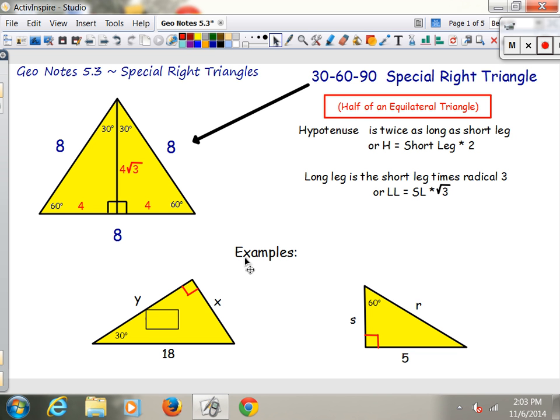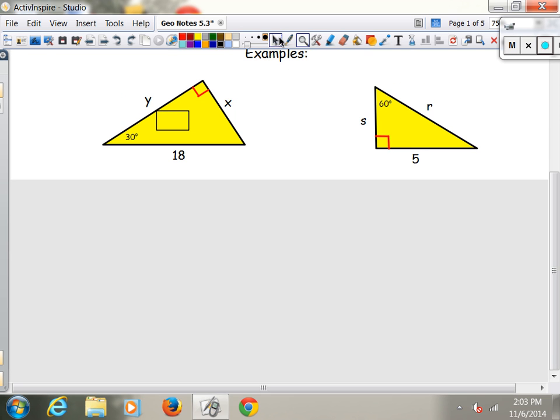Okay, let's look at the 2 examples. Let's apply what we just learned. What's the 18 there on the bottom? It is the hypotenuse. Okay, let me move this up. This X is representing which leg? Okay, because it's across from the 30, right? So that's a short leg, and this angle has to be a 60, because the other one's 30, 30, 60, 90. The Y then has to be my longer leg.